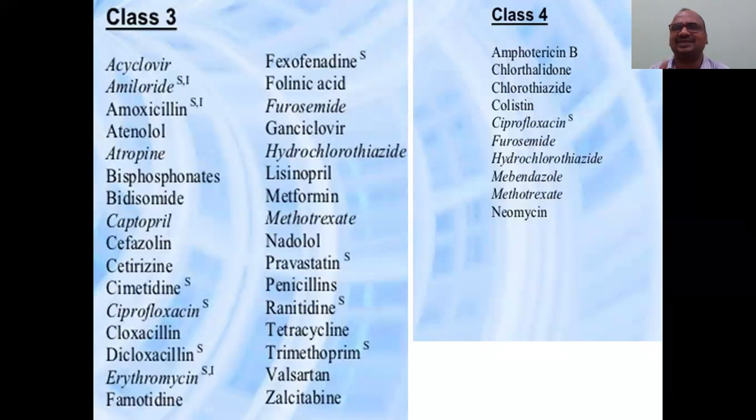I will suggest class 3 drugs for permeability improvement. These are the list of drugs: acyclovir, a very important drug. Almost all drugs suffer from one of the four types of problem areas that I have told.